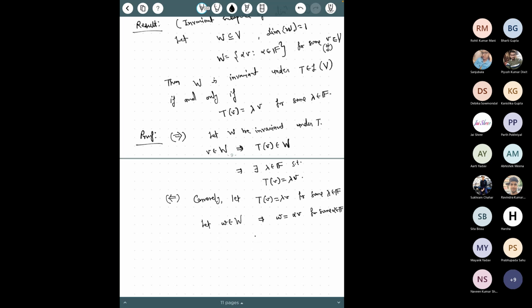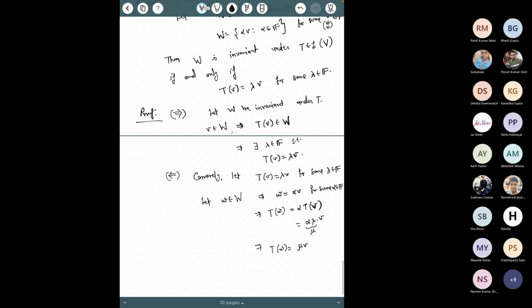And now if I take T of w, T is a linear operator, so it is the same as alpha times T of v, right? But then the right hand side would be what? T of v, I know it is lambda times v, so it is alpha lambda times v. But if I call this alpha lambda some other scalar, let's say mu, then it says that T of w is equal to mu times v.